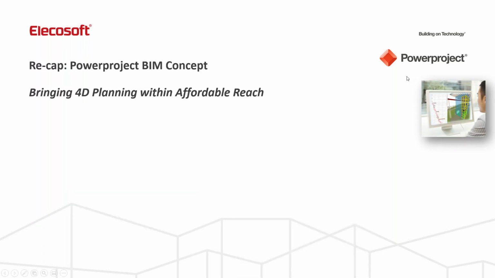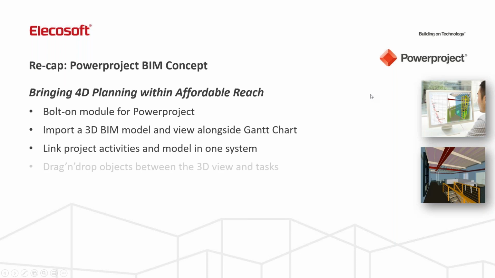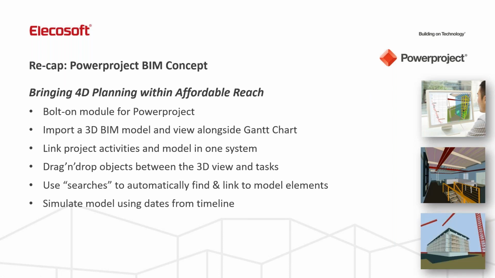Where did we get to yesterday? We talked about how Powerproject BIM is an extra module for Powerproject, so it's something else that you can activate within your existing Powerproject license that allows you to import a 3D model in the IFC format and show that alongside your Gantt chart, just as that person has done in the top right-hand corner there. There is then a process that we demonstrated yesterday of linking the project activities up to the model, either by using a manual drag and drop, including using square bounding boxes to pick up items, or by using automatic searches to find parts of the model that meet a certain criteria and linking those up automatically.